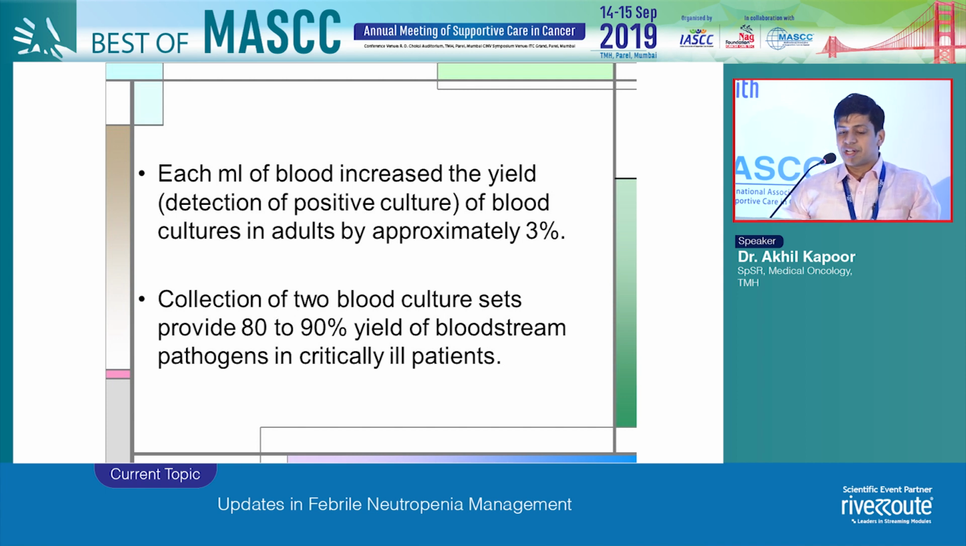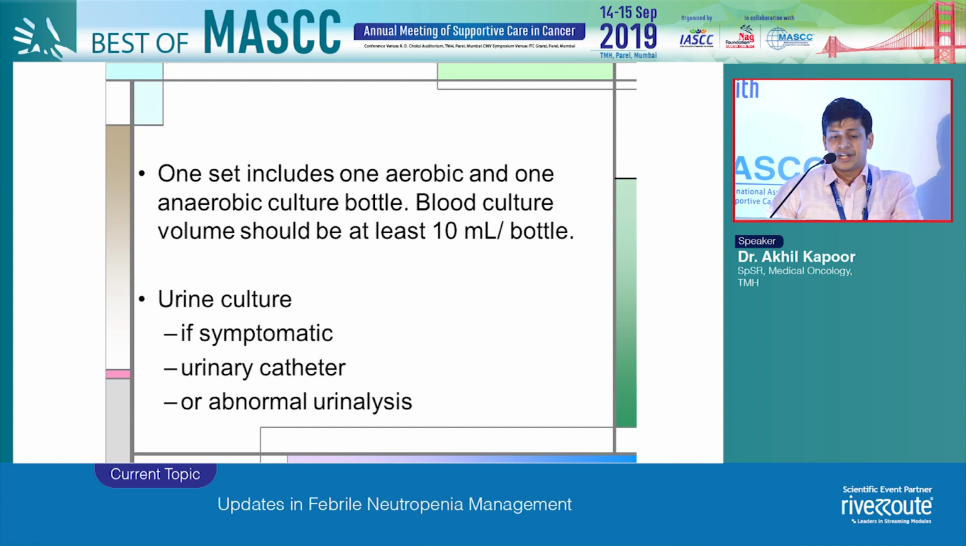It is important to know that each ml of blood increases the yield of blood cultures in adults by approximately 3%. Collection of two blood culture sets provides an 80 to 90% yield of bloodstream infections in critically ill patients. What is one set of culture? One set includes both an aerobic and an anaerobic culture bottle, and the blood culture volume should be at least 10 ml per bottle. This 10 ml per bottle is for an adult.